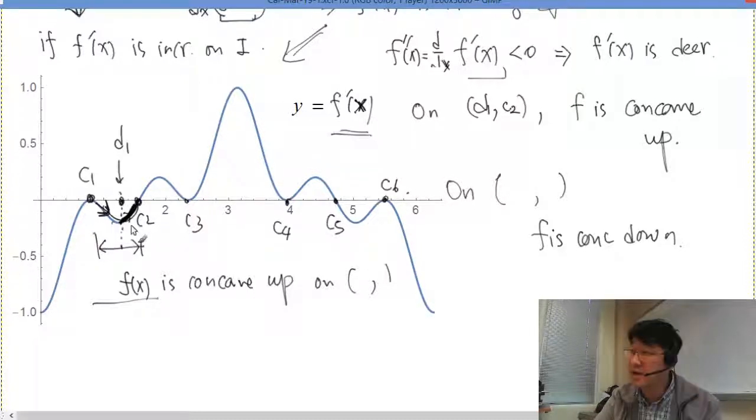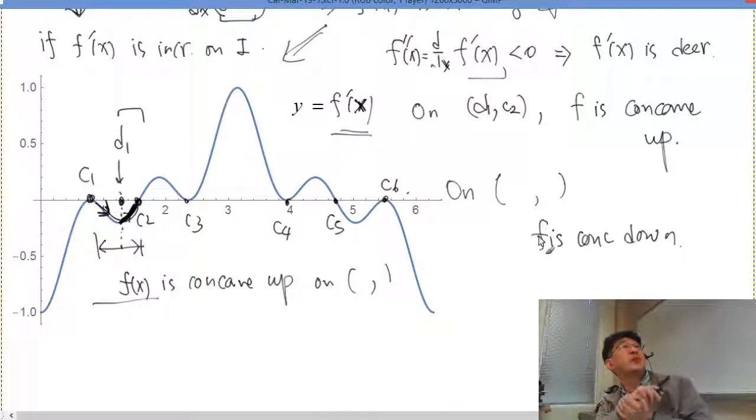Not because the shape is concave up. This is not f of x. This is f prime of x, right? Was that your question? You said D1 to C2, that f of x is concave up. It happened that the shape of this graph of f prime of x is also concave up, but that's not why f of x is concave up. Can someone come up with the last one? Somewhere else is concave down.